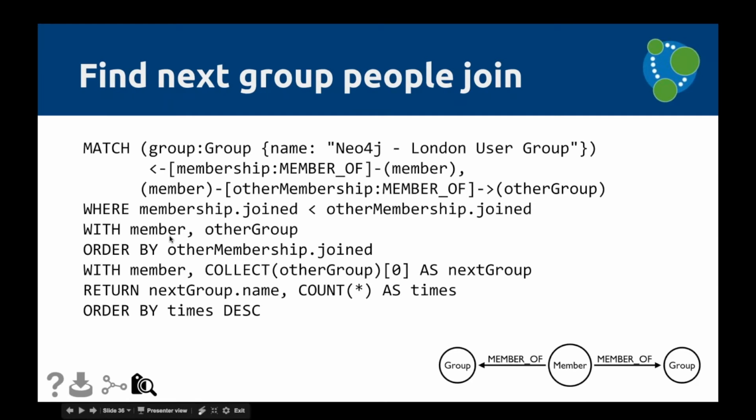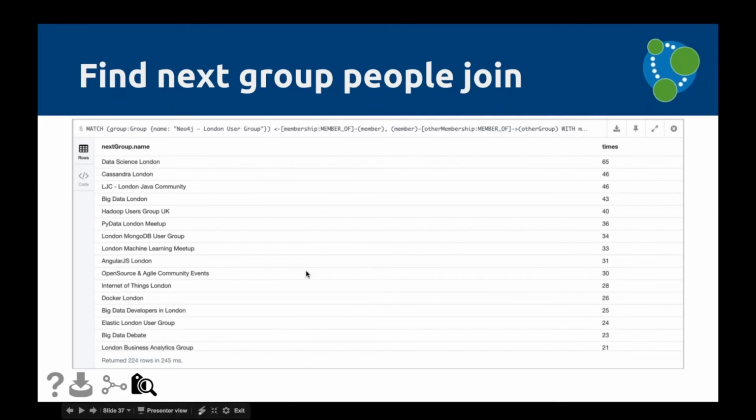Once we've done that, we do a bit of a collect. For each member, we order the next groups that they joined, and then grab the first one. We're collecting all the other groups they joined and just picking the first one they joined afterwards, because our query is to find the next one they joined. Then we get back the most common next group that people are joining, and how many times they are joining it. If we run that for the Neo4j group, this is what we get back. It shows that after the Neo4j group, the most likely one people are to join is Data Science London, followed by Cassandra, and then you can see some other ones in there as well.